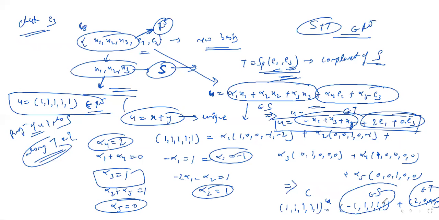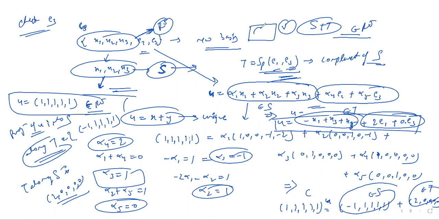From this I got the vectors S and T, and I can say that the projection of U into S along T is (-1, 1, 1, 1, 1), and the projection of U into T along S is (2, 0, 0, 0, 0). So what are we doing here? We have a whole vector space, and we have this subspace S, and we are taking the complement of this subspace, which is T.